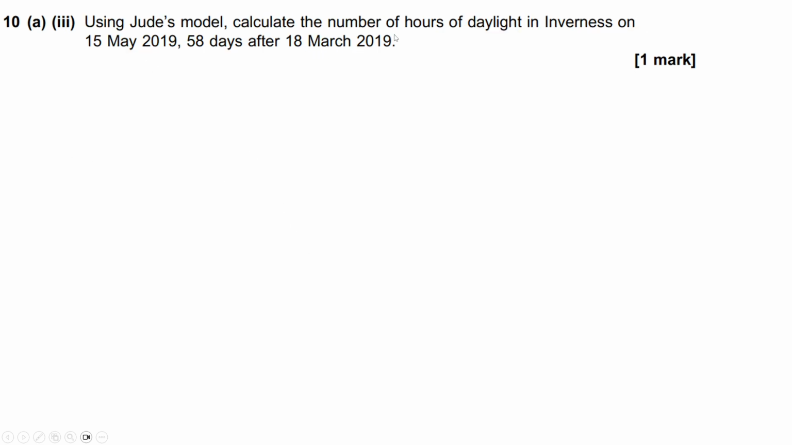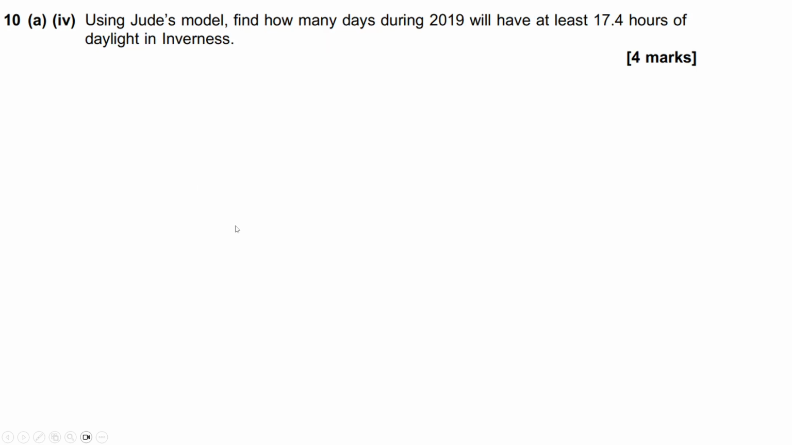Using Jude's model, calculate the number of hours of daylight in Inverness on this day, which is 58 days after. So T equals 58. Put that into your calculator, you'll get 17.1.